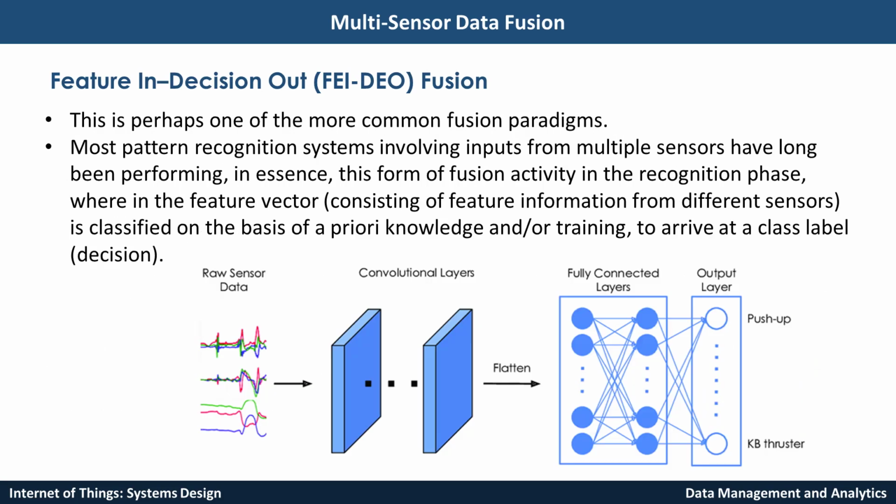Feature in, decision out is the fourth type of data fusion. This is the most common data fusion. Basically, state-of-the-art machine learning algorithms always do that. They take features as input and then they generate outputs.